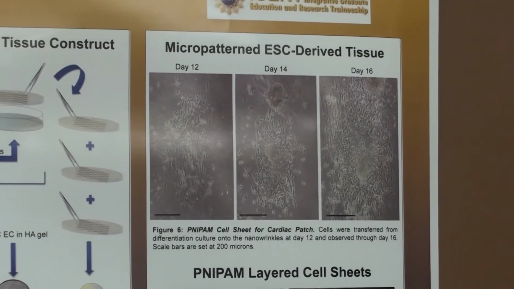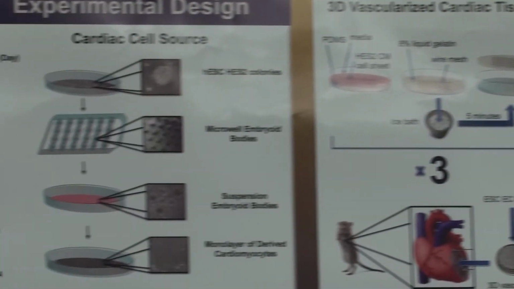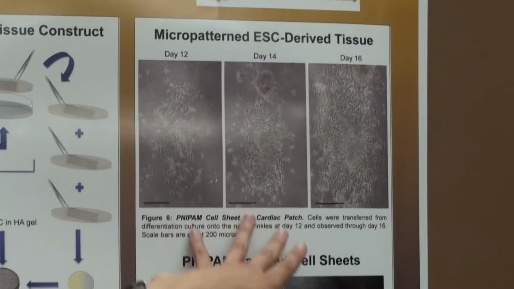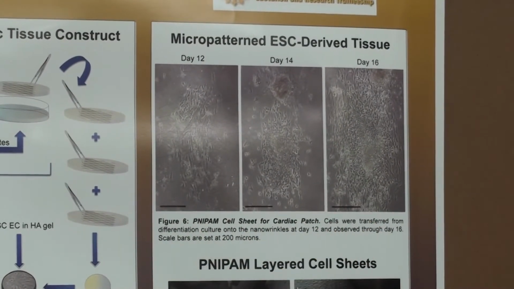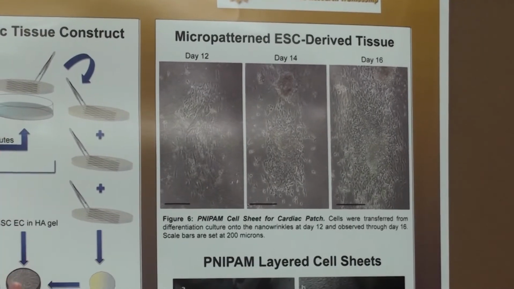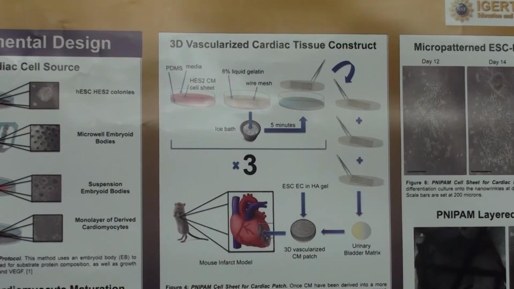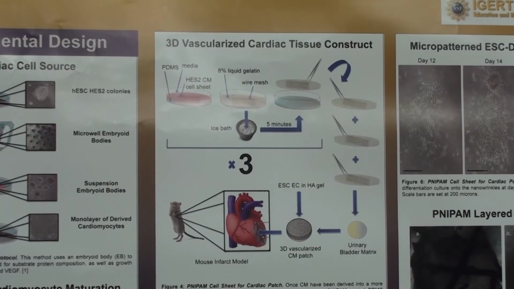So far I've worked on deriving the cardiomyocytes and characterizing them and making these aligned monolayers with the sheets, and in the future we're going to use this method for the mouse infarct model in order to help with repair after infarct.